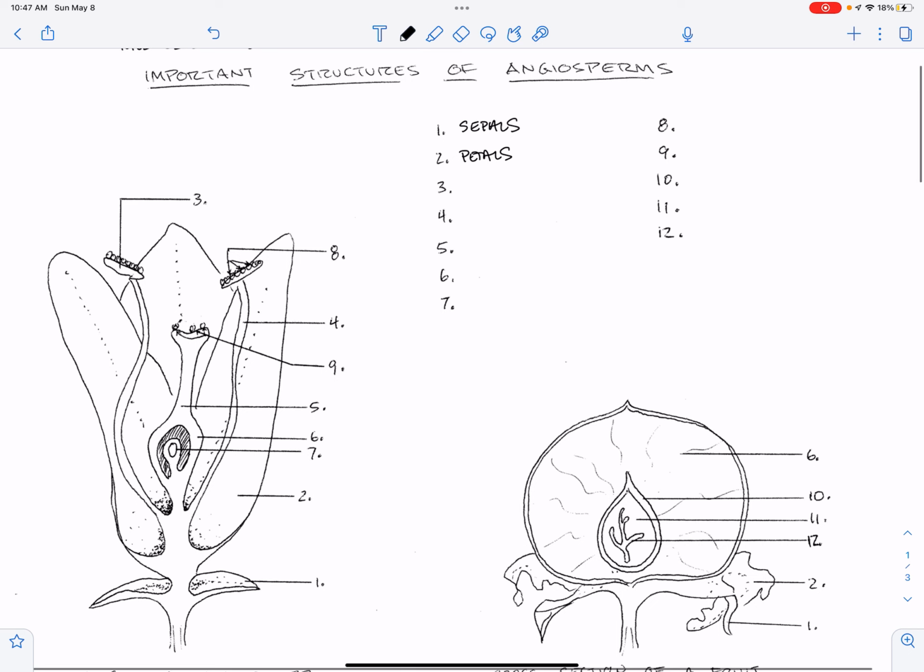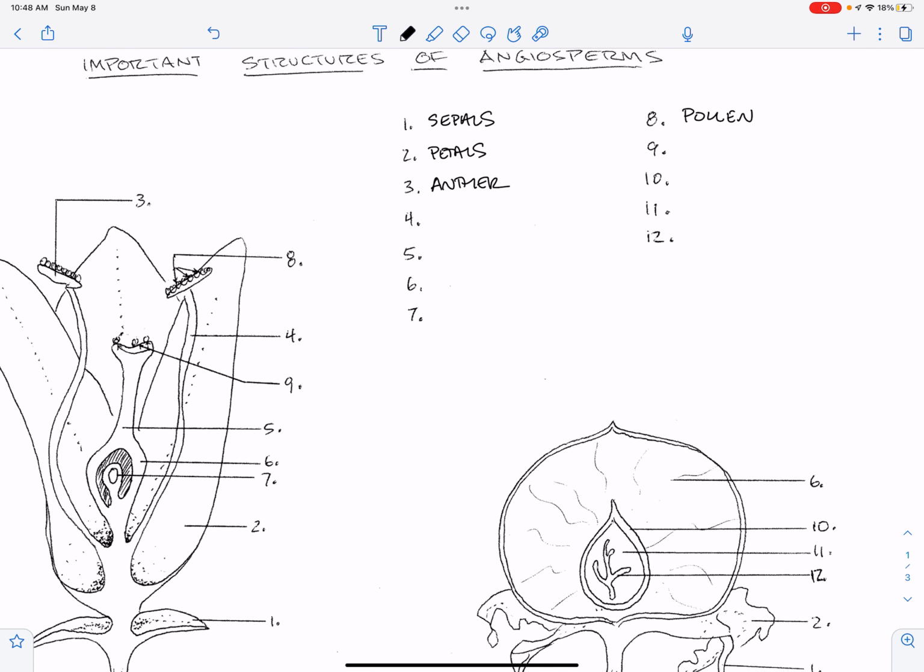Okay, now we're getting to the male parts of the flower. Number 3 is this structure called the anther. The cells of the anther create pollen, which is number 8. And pollen is like the sperm of the plant. It will be distributed by pollinators, whether it is an insect or a bird or a mammal or the wind, and it's going to find the female part of another flower, or the same flower if the flower is self-fertilizing.